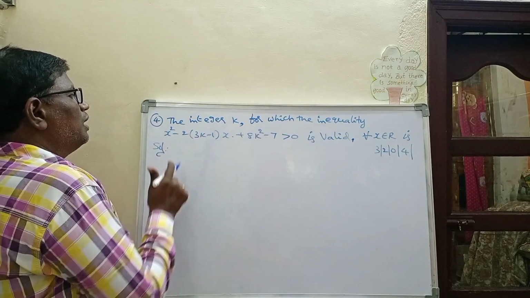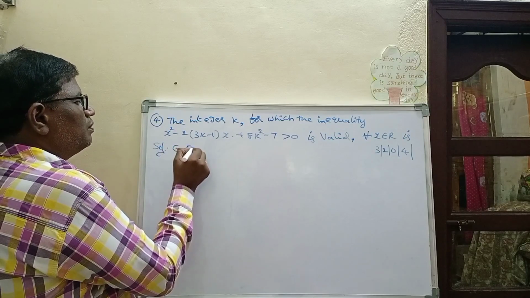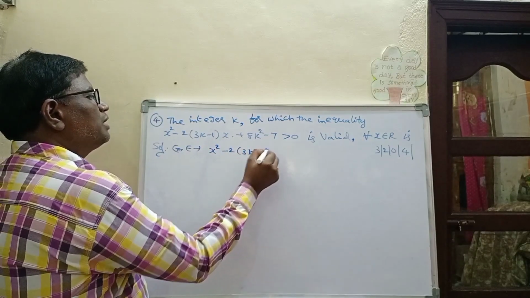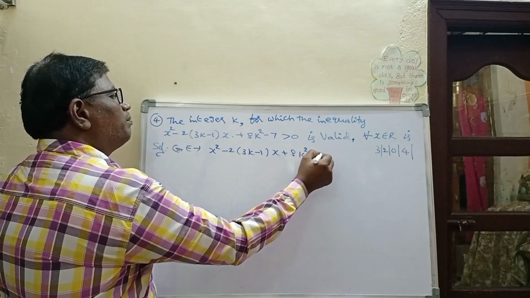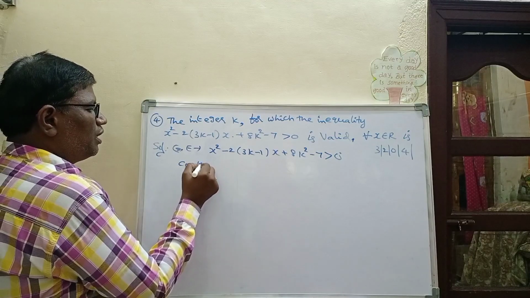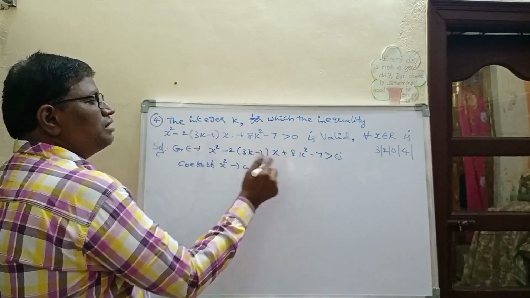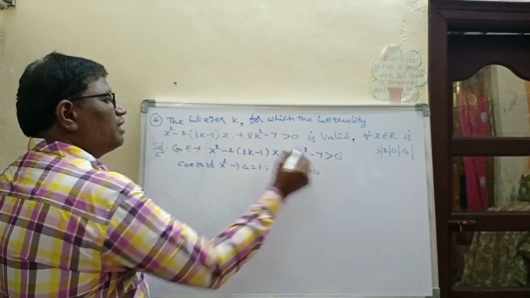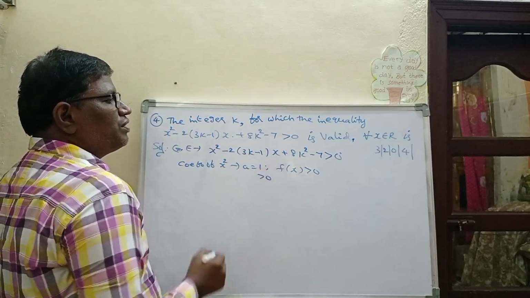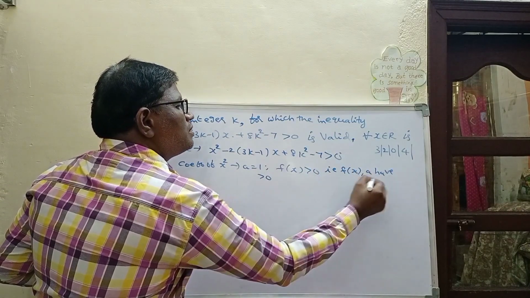So first here the given inequation is x square minus 2 into 3k minus 1 into x plus 8k square minus 7 is greater than 0. So here what is coefficient of x square? Coefficient of x square is nothing but a is equal to 1, and this expression is nothing but say f of x is greater than 0. So for these two have same sign, a is equal to 1 positive and f of x is greater than 0, that is f of x comma a have same sign.